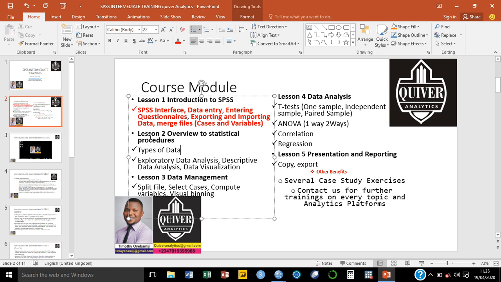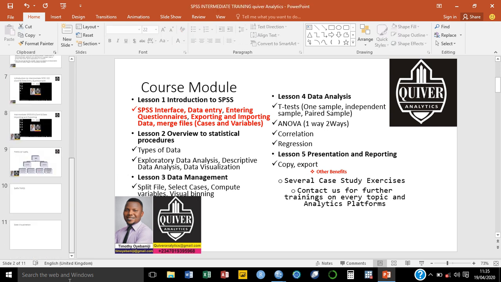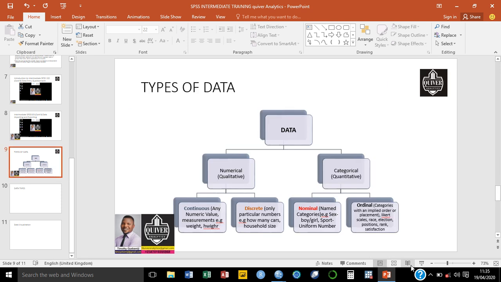So now, lesson two. Overview of statistical procedures. We'll be looking at types of data, exploratory data analysis, descriptive data analysis, and data visualization. So from types of data, we'll go to data visualization. Then we have these two. So we have three videos in lesson two. All right, so we go straight to types of data.